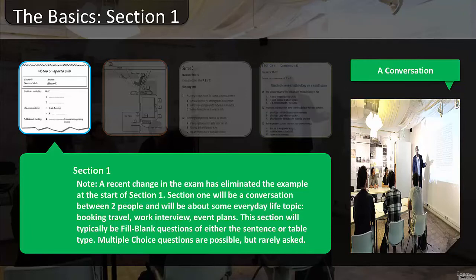That's my belief. Now, section number 1 will be a conversation between 2 people, and it will be on some everyday life topic: booking, working, event plans. Typically, it will be a fill-the-blank question. However, it is possible for you to receive some simple multiple choice type of questions also.